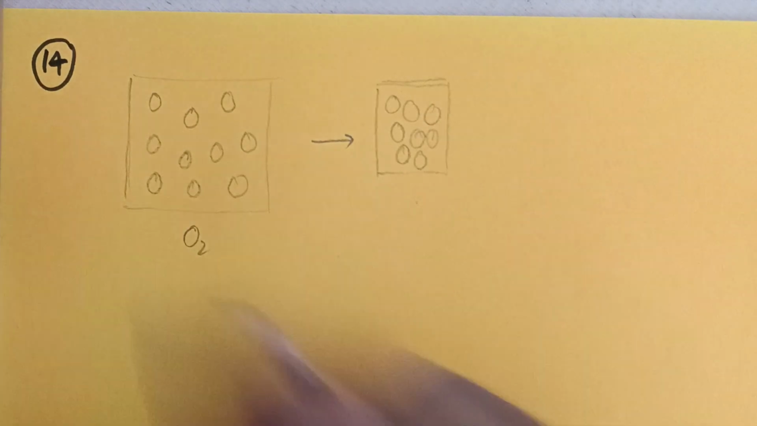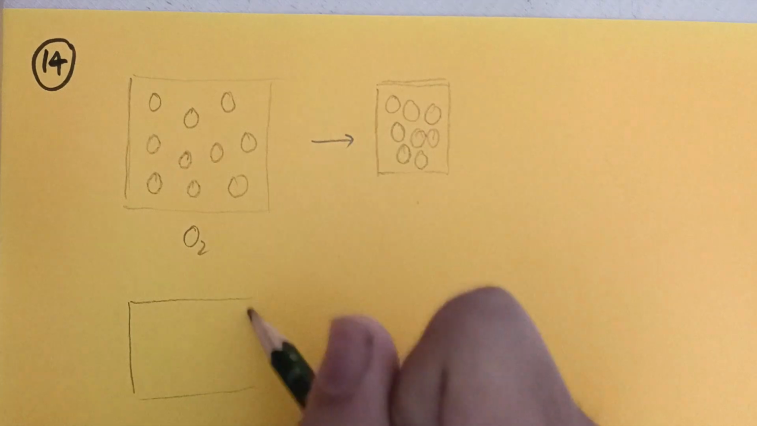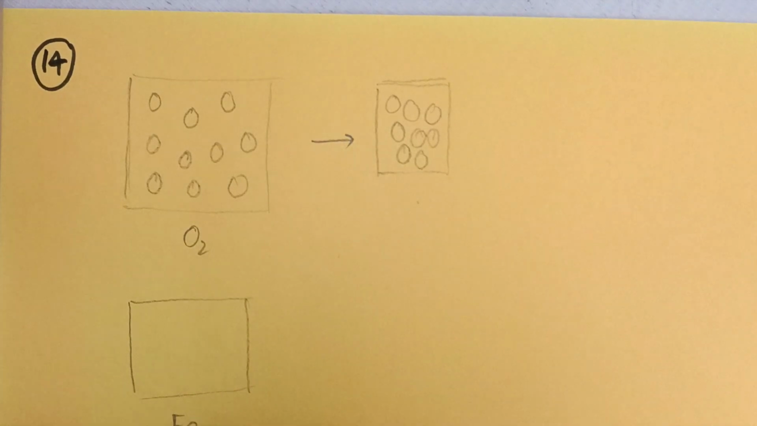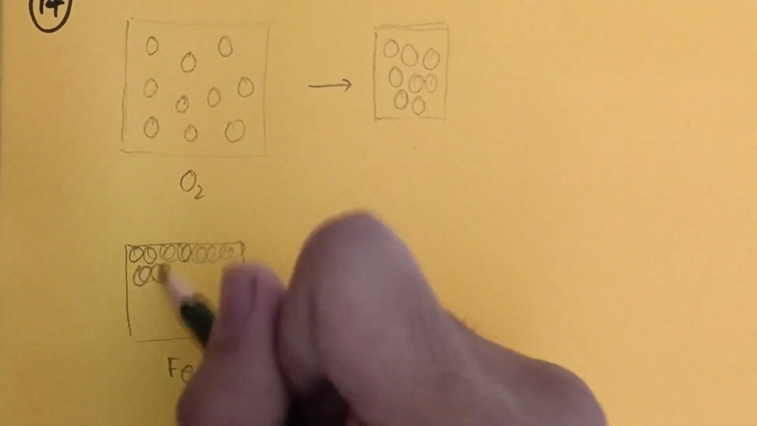Now let's think about what will happen to iron. The molecules over here are very close already. They are packed completely at room temperature.